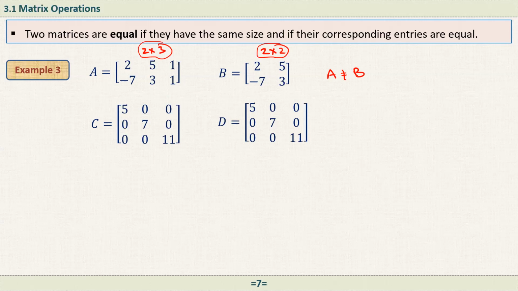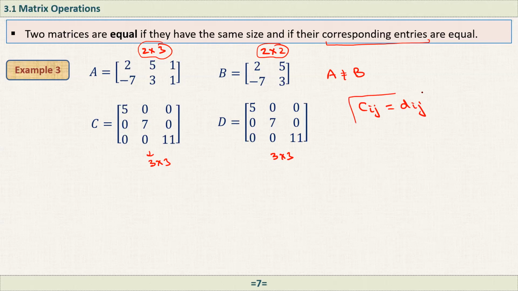And how about C and D? What can we say about C and D? This matrix is a 3 by 3 matrix, and this one is also 3 by 3. It has 3 rows, right? And it has 3 columns. And also the second matrix has 3 rows and 3 columns. So they have the same sizes. Now, we also have a second condition here: corresponding entries must be equal, right? Corresponding means if you pick any entry from here, let's say it is Cij, is it equal to Dij?